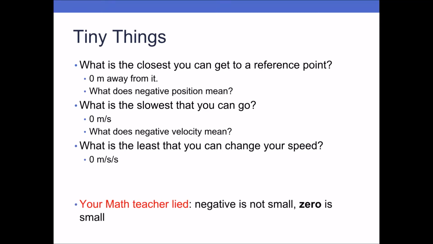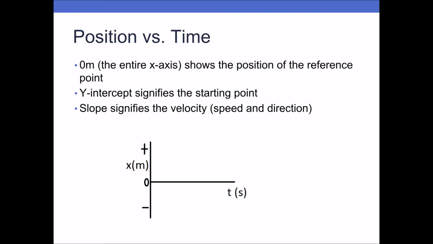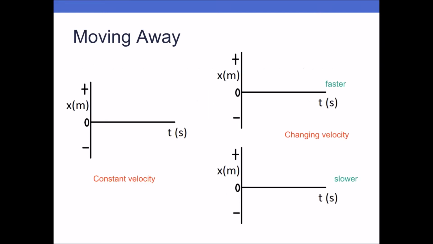Again, your math teacher lied. Negative is not small. 0 is, in fact, the smallest number. But let's look again at some position versus time graphs. 0 meters, or the entire x-axis, shows our origin. The y-intercept signifies our starting point, and like you should have in your notes by now, the slope signifies the velocity, including the speed and direction.